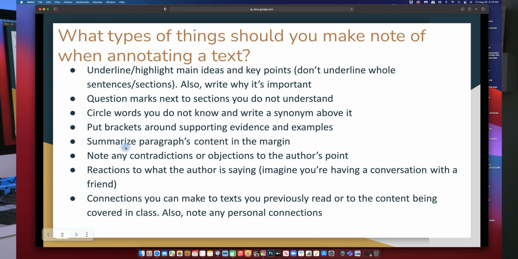Next, you want to make any connections that you can to text that you've previously read or to the content being covered in class. And also note any personal connections that you may have. So if you're reading something and you feel like you've had that experience before, or you haven't and it's giving you a new perspective on life, or if you read a text in a previous class or in our class from 2 weeks ago and you feel like it connects to this point that the author is making, note down those connections because it'll be very helpful for you when you are ready to write your synthesis paper, which we'll get into in a couple of weeks.